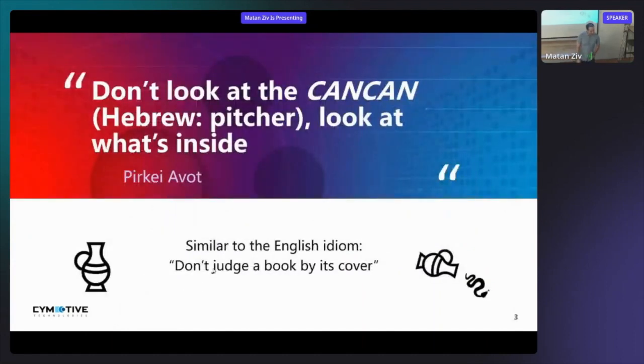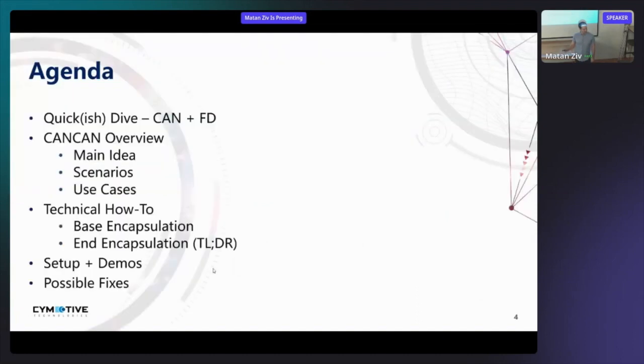So let's move on. Don't look at the CAN can, look at what's inside. This is from Pirkei Avot, and is similar to "Don't judge a book by its cover." The relevance for this vulnerability will be apparent.